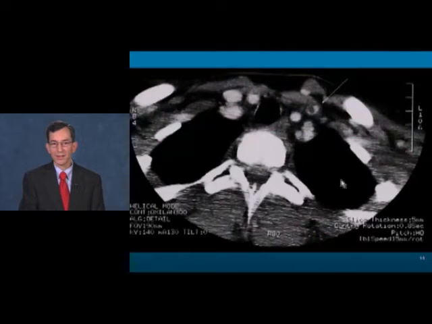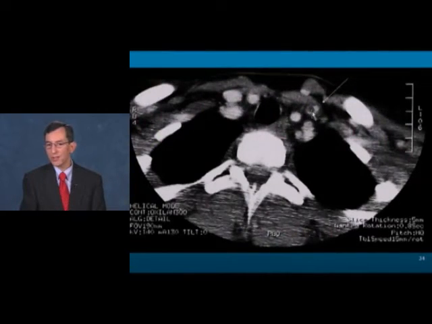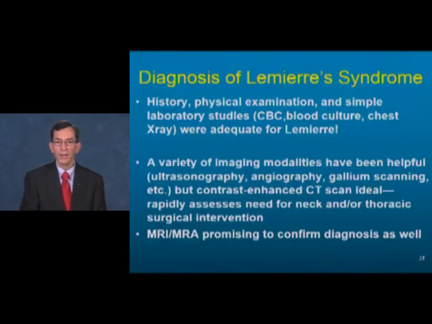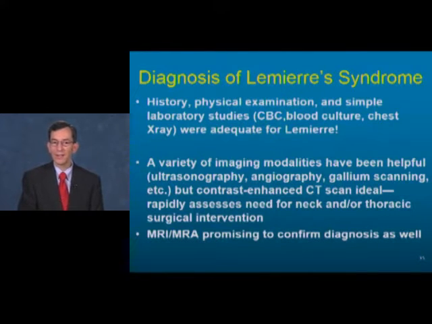This slice of a CT scan demonstrates a clot in the left internal jugular vein. This is not necessary to make the diagnosis, but it certainly confirms the diagnosis when seen when a child is submitted to CT scanning to get a better assessment of the pulmonary process. So the diagnosis was purely at the clinical level for Lemire in terms of history, physical exam, and simple laboratory studies. We've talked about the value of these images. They make for beautiful pictures, but mostly confirm the diagnosis.